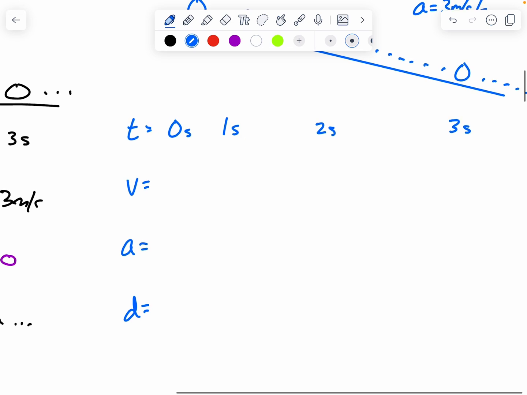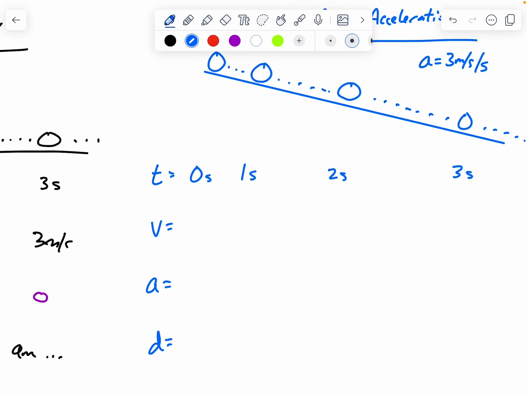We're going to look at what that means in terms of the velocity, the acceleration, and the displacement in each of the intervals of time. All right, so we already know that the acceleration is going to remain the same. So we can already write that in, 3 meters per second per second. Now another way to write that is 3 meters per second squared. So I'll just do that here. And 3 meters per second squared.